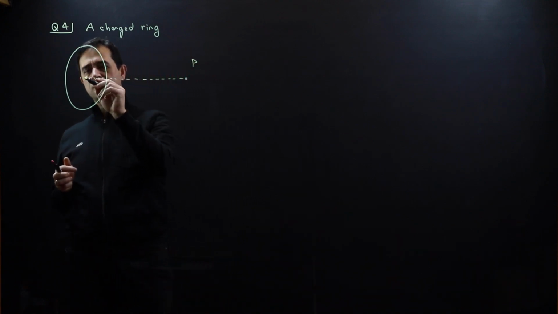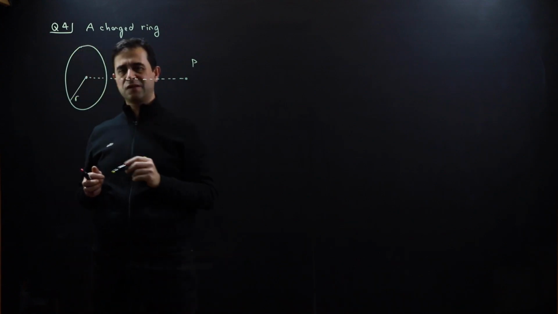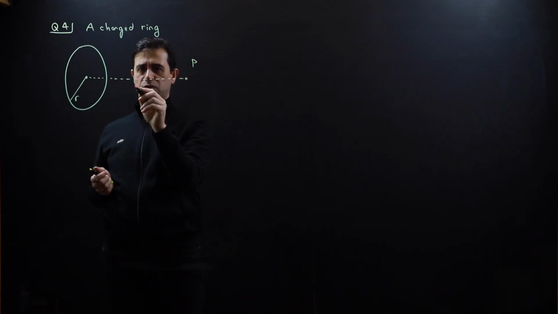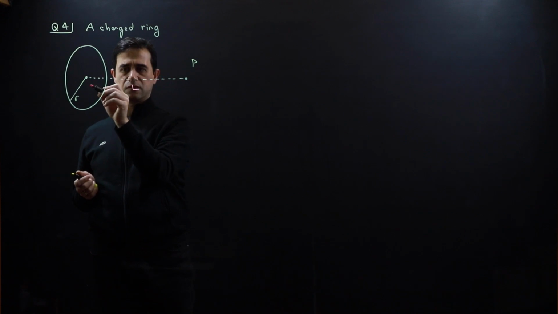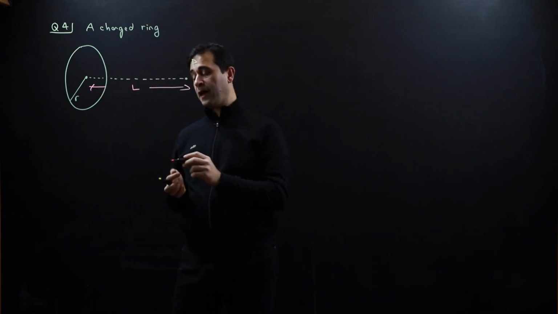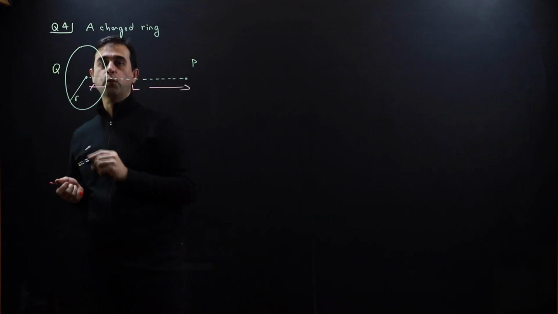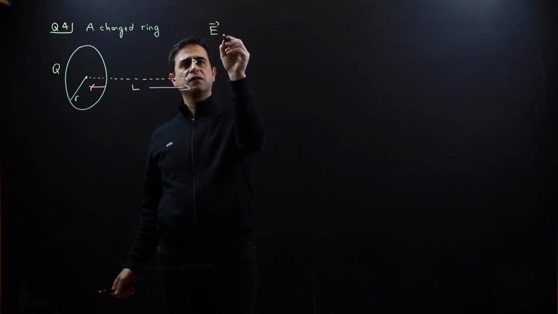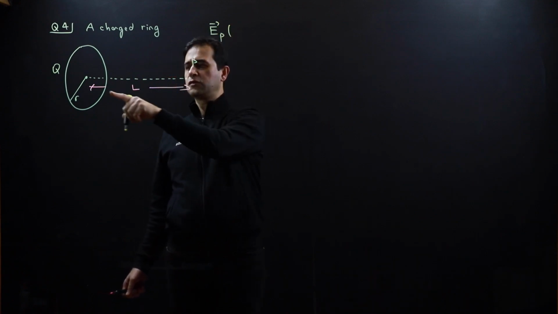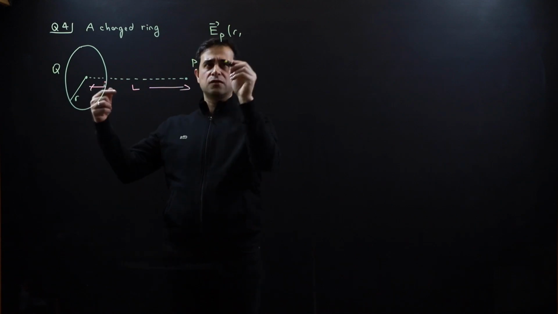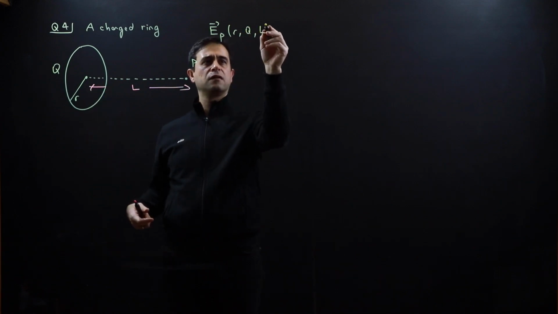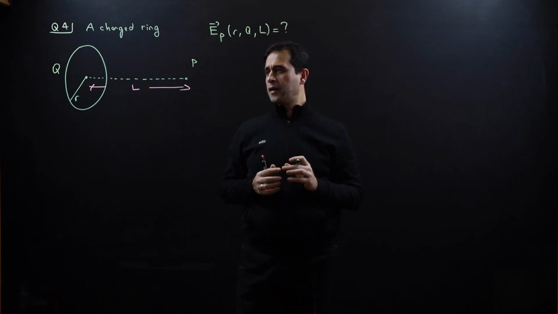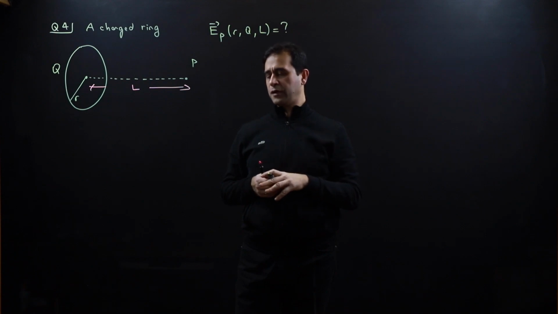The radius of the ring, let's give it a name, is small r. And the distance from the center of the ring to here is L. The charge of this ring is Q. So the question is, what is the electric field at point P as a function of the radius, the charge, and the distance L? It's obviously a vector, so it has a direction.